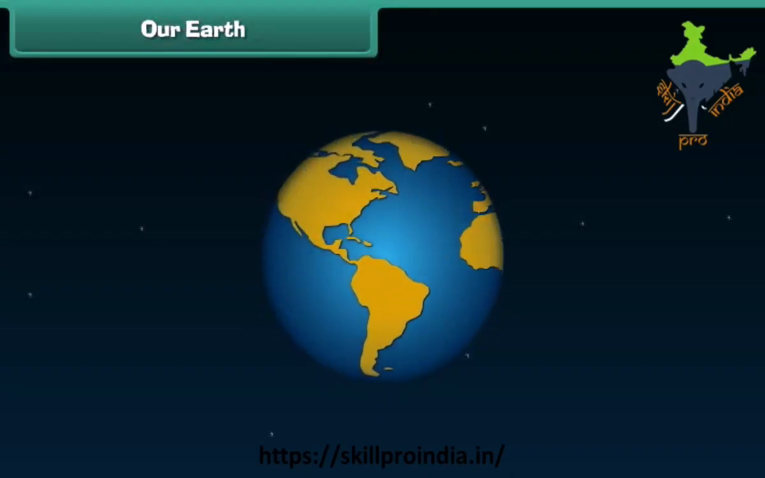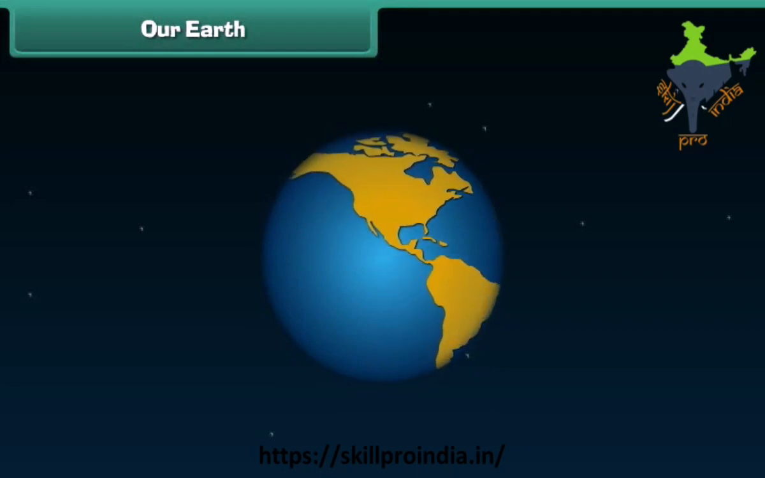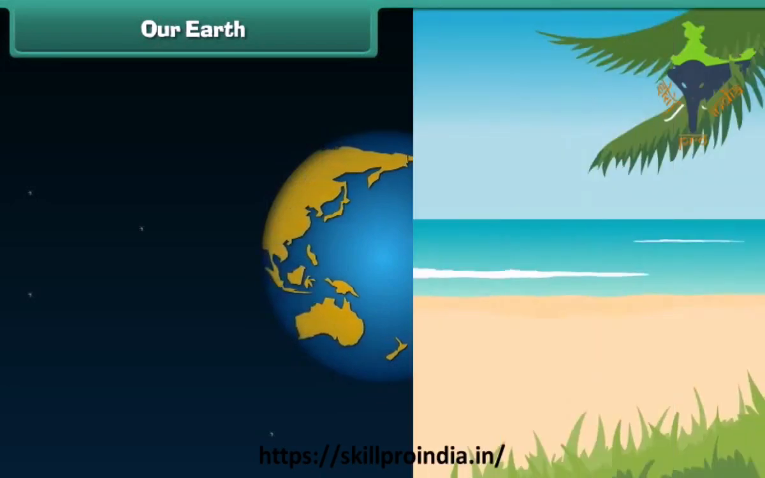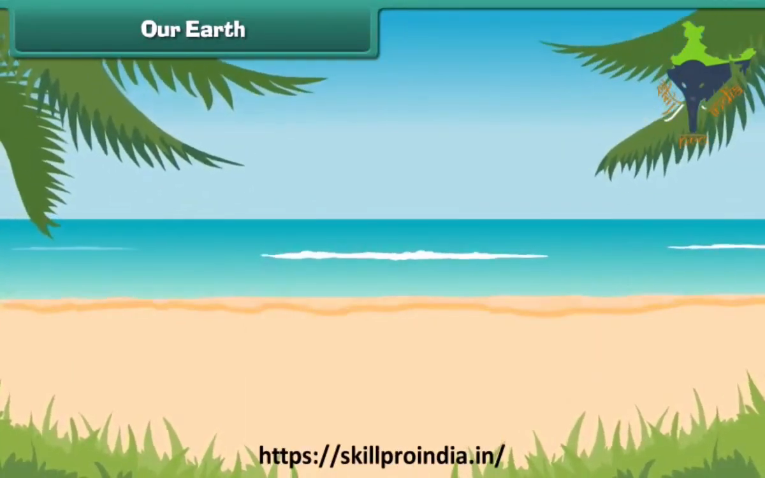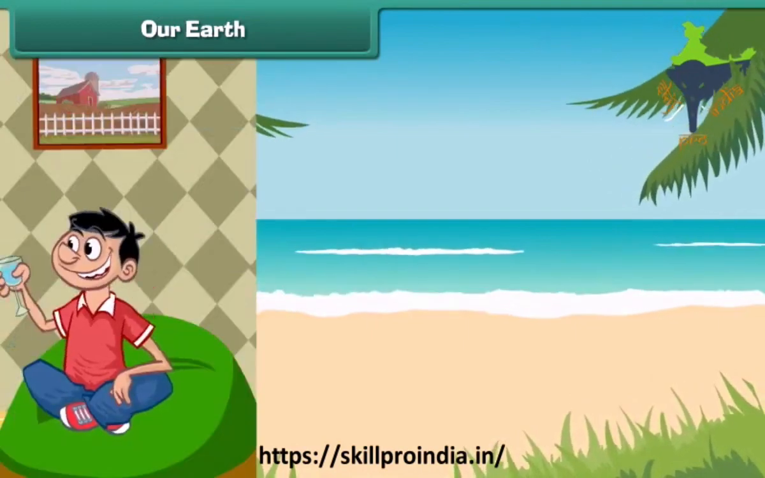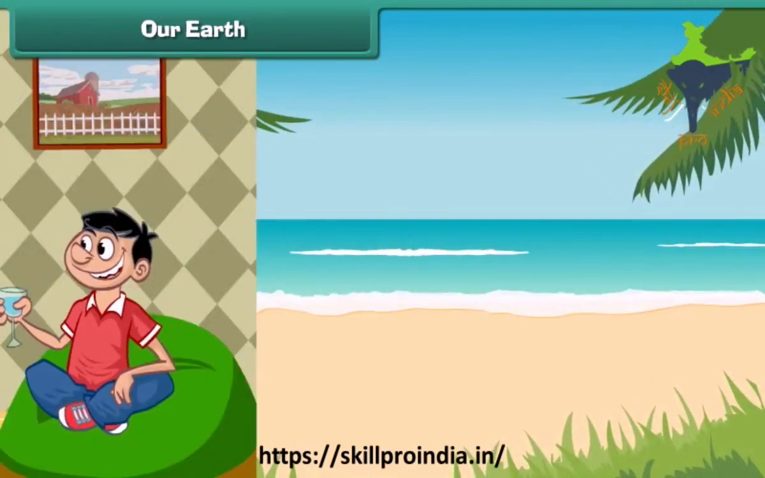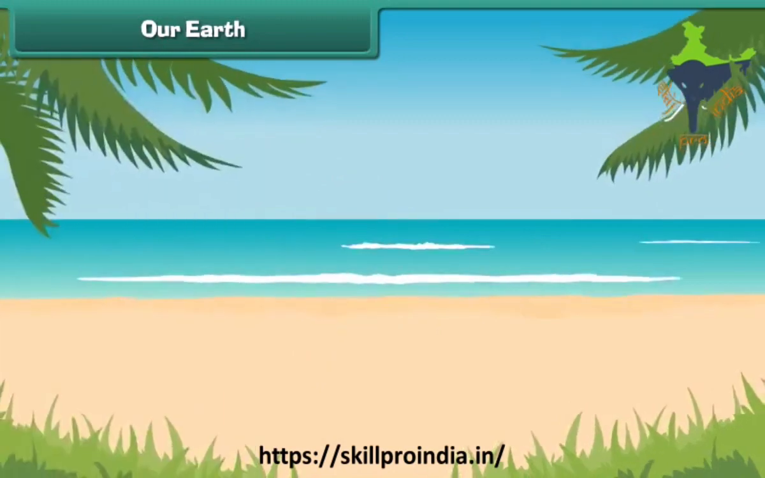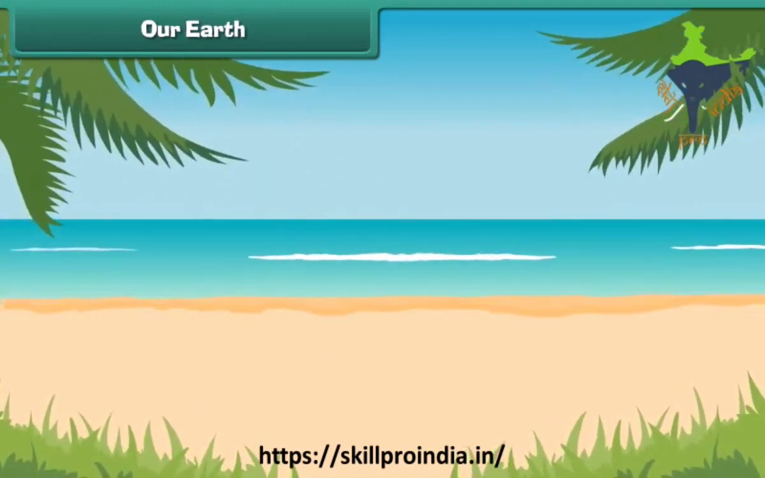Friends, we live on a planet called Earth, which is round in shape, just like an orange. It has a sky above and oceans filled with water below. We breathe in air and drink water daily. But do you think that we can live without air and water? No, it is not possible. Our earth gives us air and water to live.